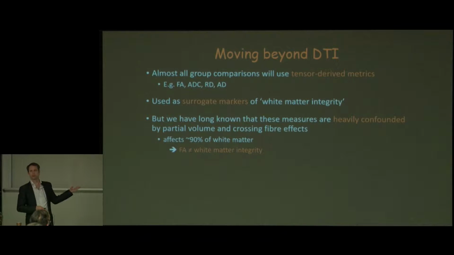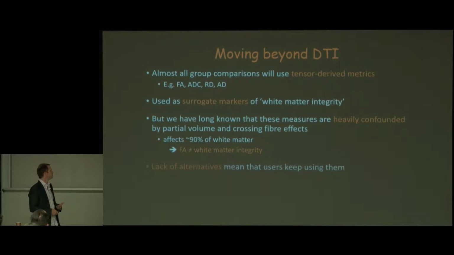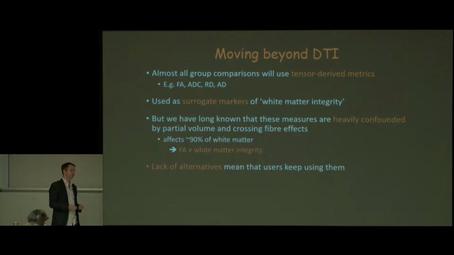Now, this doesn't mean you can't do these analyses and get meaningful comparisons. It's just that when you start interpreting these results and say we have a reduction in white matter integrity, well, I would challenge that particular interpretation. The problem is there's a lack of alternatives, and that means that people keep using these tensor-derived metrics. And for ages, this has been a real headache for me, because I kept telling people, don't use FA. We've got way better things now. You've got spherical deconvolution and all this stuff. It's great. And they go, so how do I then measure anything about the white matter? It's like, I don't know. So it's been really bothering me.